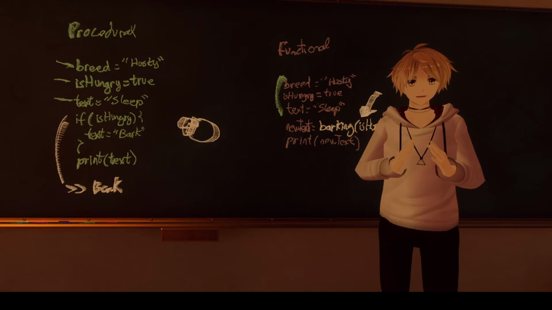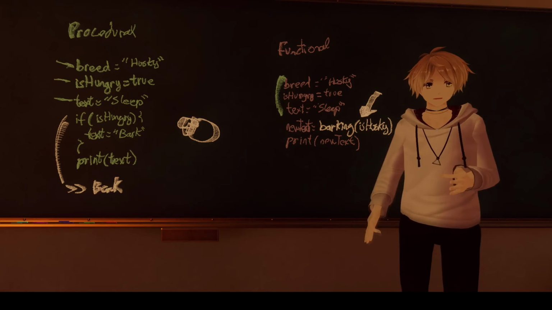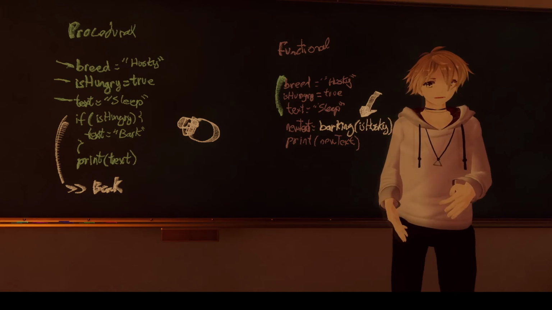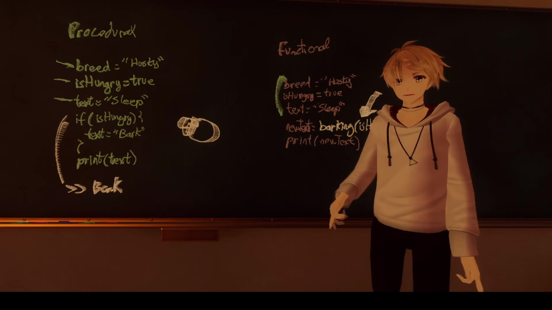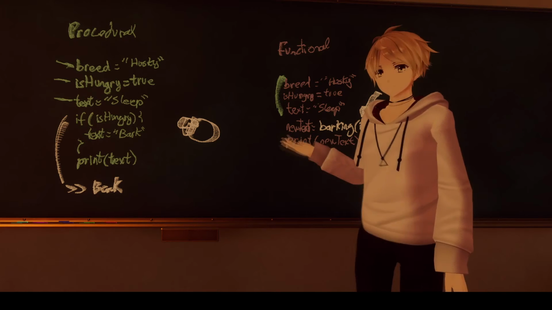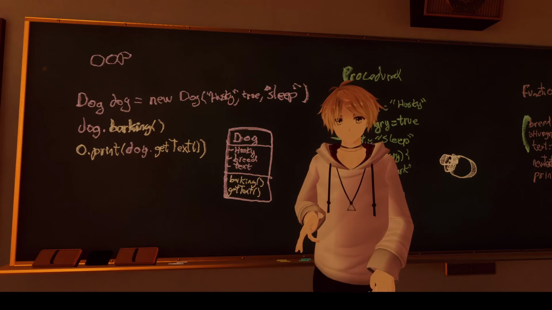So yeah, that's the main overview of functional and procedural. There is of course more stuff to them, but since this course is about object-oriented programming, we're not gonna get into too much detail or more than this. Okay.